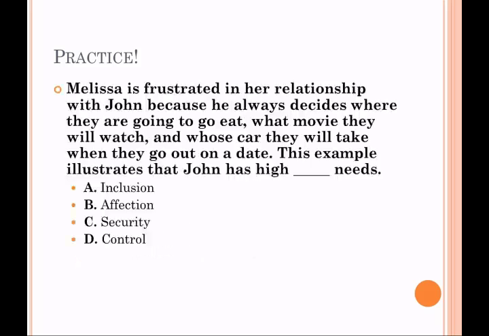Next question. Melissa is frustrated in her relationship with John because he always decides where they're going to eat, what movie they will watch, and whose car they will take when they go out on a date. This example illustrates that John has high blank needs. Is it inclusion needs, affection needs, security needs, or control needs? And the answer to this is D, control needs.